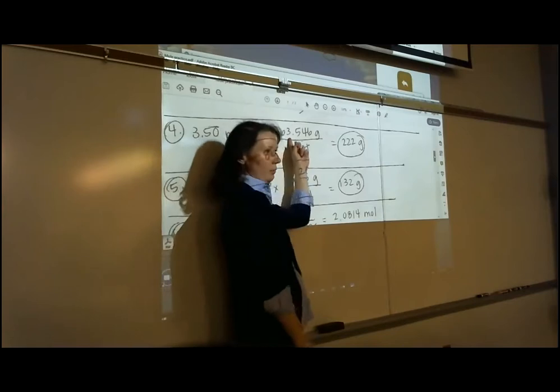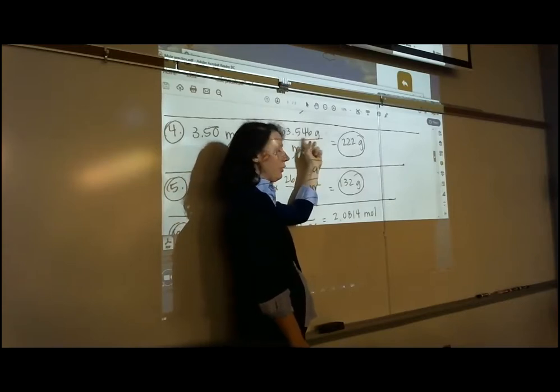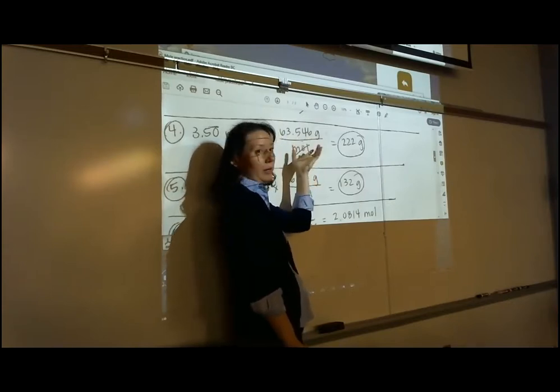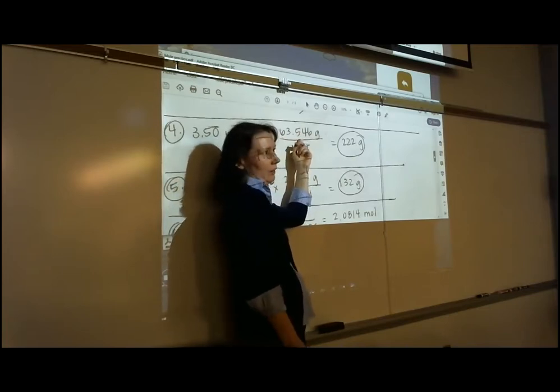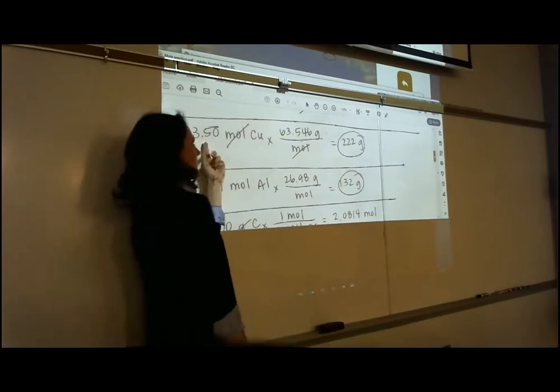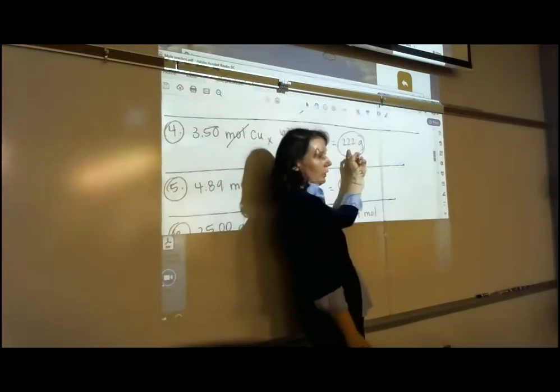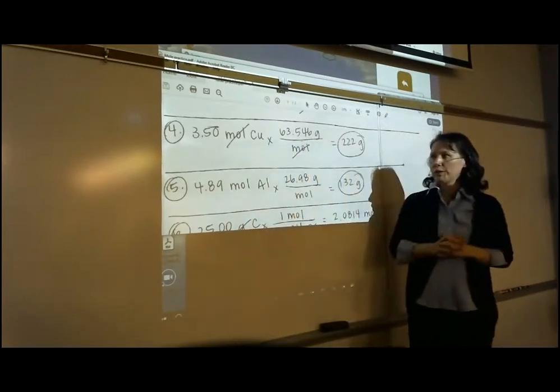Where did I get this number? That's the mass number from the periodic table, right? And never round, carry out the number of decimal places that your periodic table has. So if yours was 63.55, your final answer is going to be the same. Because you round to 3 sig figs, it's going to end up being 222. Right? That's got 3 sig figs. My original had 3 sig figs.